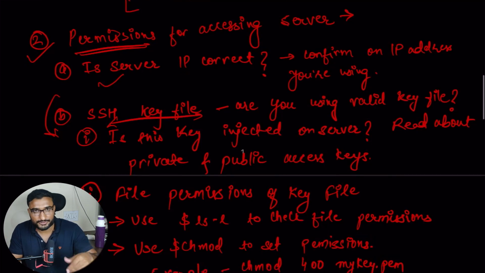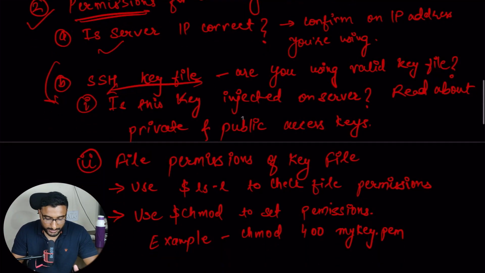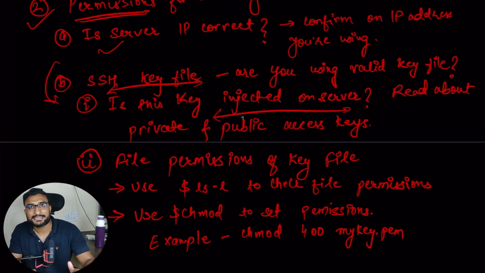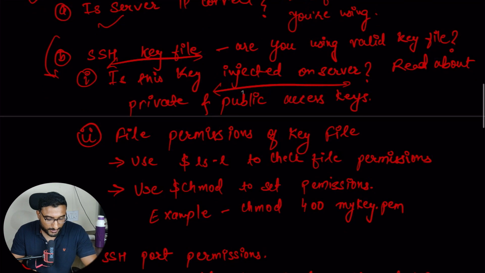I will also share one document with you where you can read about these public and private key files specifically, so that you will get more details around it. You have to make sure that the key is injected on your server and you have the valid key on your local machine. That's the first thing you have to do while validating the SSH key file.